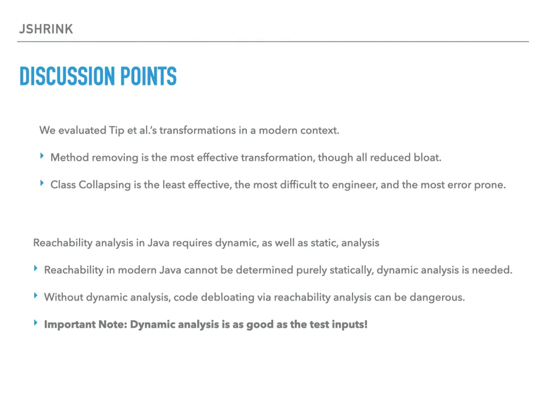The discussion points for this work, we think, are as follows. We evaluated all of the transformations and found that method removal is the most effective transformation, though they all reduce bloat. Class collapsing is the least effective, the most difficult to engineer and the most error prone, so perhaps this can be dropped. Reachability analysis also simply requires a dynamic component. Using a purely static analysis is simply not going to work. We also wish to note here that dynamic analysis is only as good as the test inputs, and this does put some onus on developers to produce good test suites, though we suspect tests may be automatically generated if required.